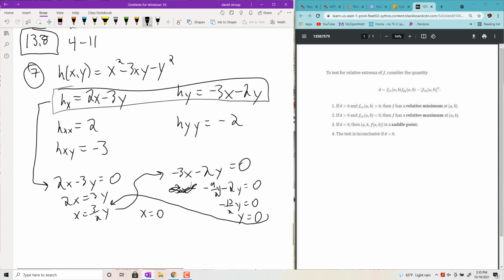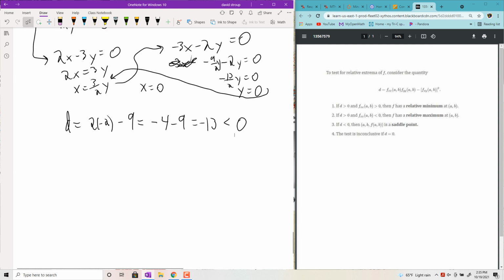I need to figure out the d value, so I can just look over here to the right. The d value in this case is fxx times fyy, so in our case that would be 2 times negative 2, and then minus hxy squared, so minus 9. So that's going to be negative 4 minus 9, which is negative 13, which is less than 0, which means I have a saddle point at that point. So saddle point at 0, 0, and then plug that into the original function. Well, that's just going to be 0, so 0, 0, 0.